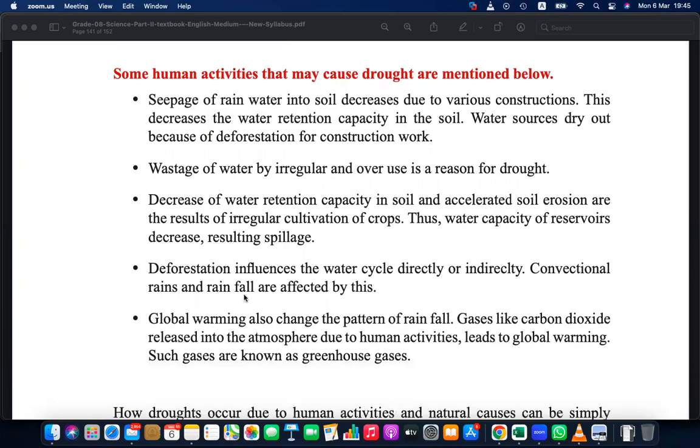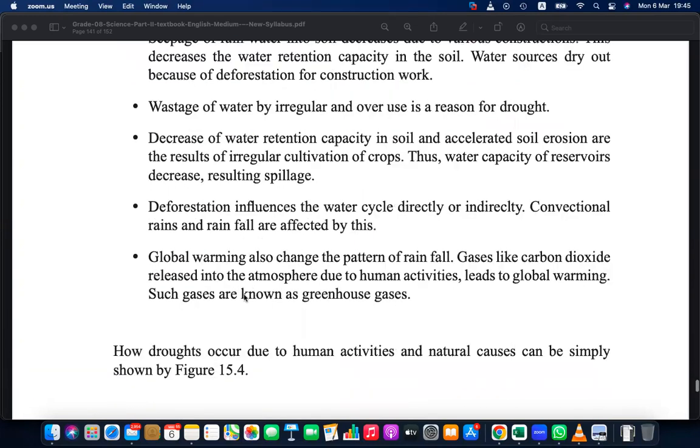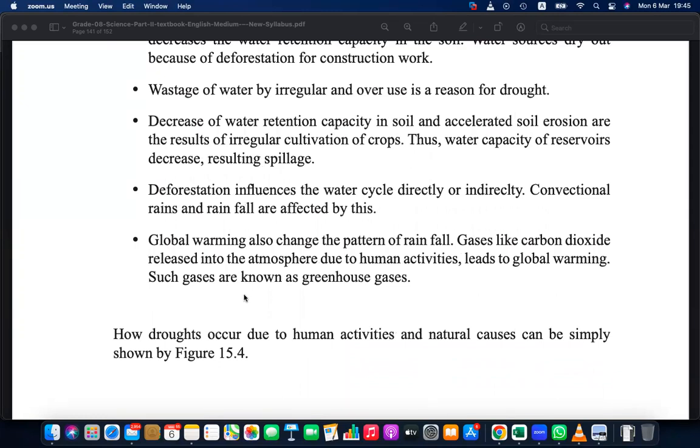Global warming is also affecting this. Global warming, day by day, the temperature is rising because of human activities and gases like carbon dioxide, which is a greenhouse gas. You can experience that. If you cover your face with a bed sheet for some time, you can feel the greenhouse effect because of exhaled air. In exhaled air, you have carbon dioxide.